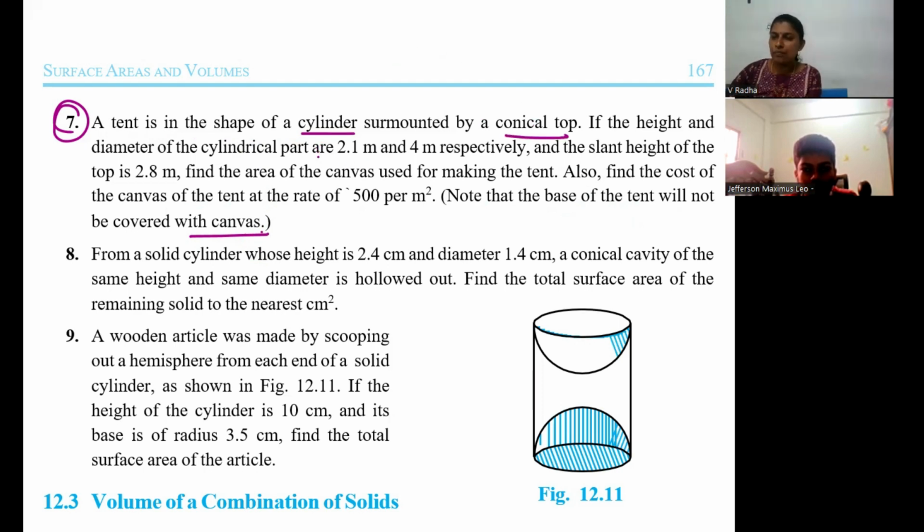So, can you draw the diagram and show it? Please draw. In your notebook, please draw that diagram, the tent shape. Just draw the diagram only. There is no need to mention the measurements. Quickly, quickly. Yes, good, very good. Super, enough, very good.